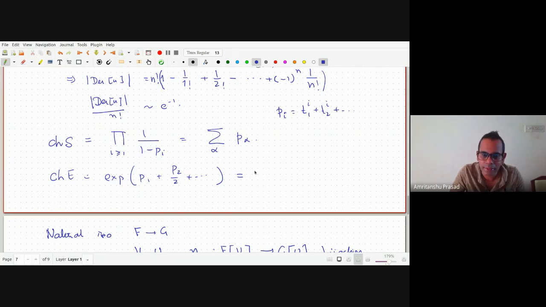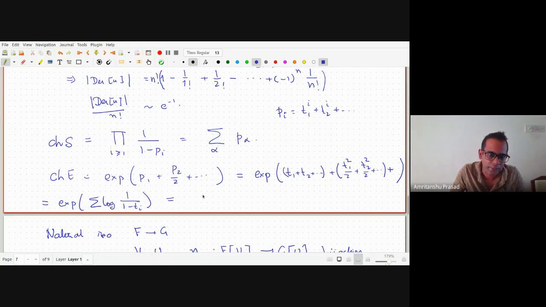So what we get is exponential of (t1 + t2 + ...), plus (t1 squared by 2 + t2 squared by 2 + ...), plus (t1 cubed by 3 + t2 cubed by 3 + ...), and so on. And so what we get is exponential, and then we get a summation. For each i we get ti + ti squared by 2 + and so on. So we get log of 1 over 1 minus ti.